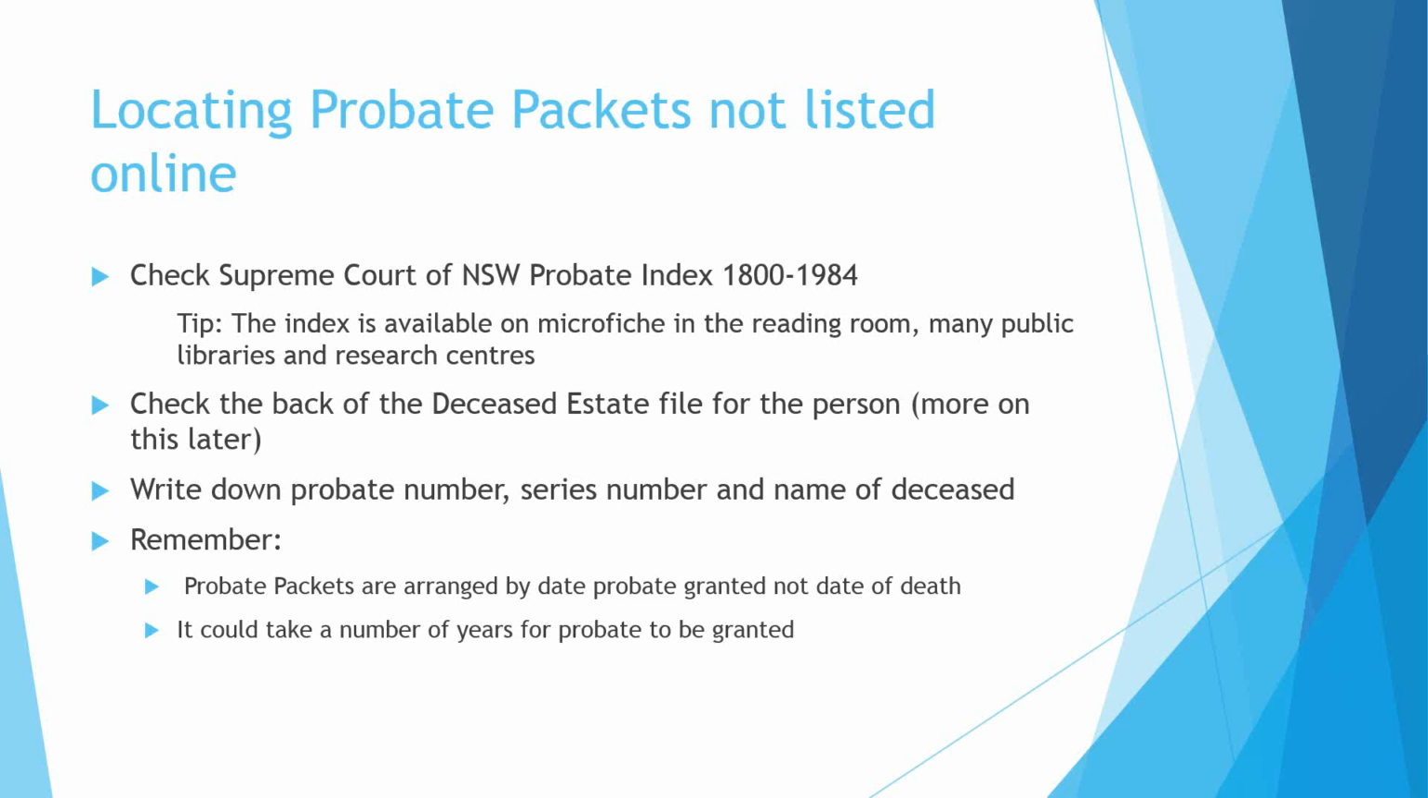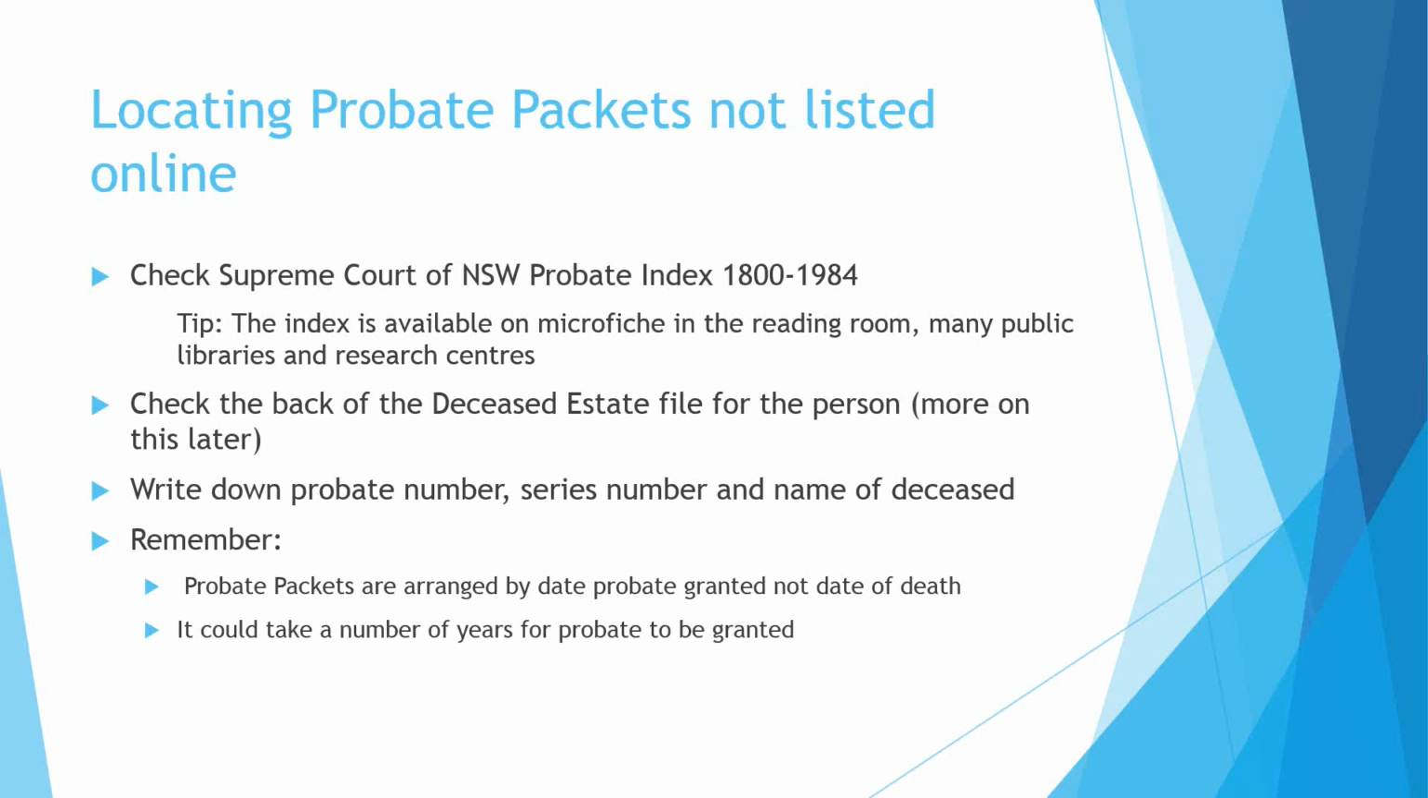So it's quite a simple matter to look that up, look for your person and write down the details next to their name. Another thing you can do, and I'll show you later, is to look at the back of the deceased estate file for the person. But either way that you find it, you need to write down the person's probate number, the series number, so is it series 1, 2, 3 or 4, and of course their names.